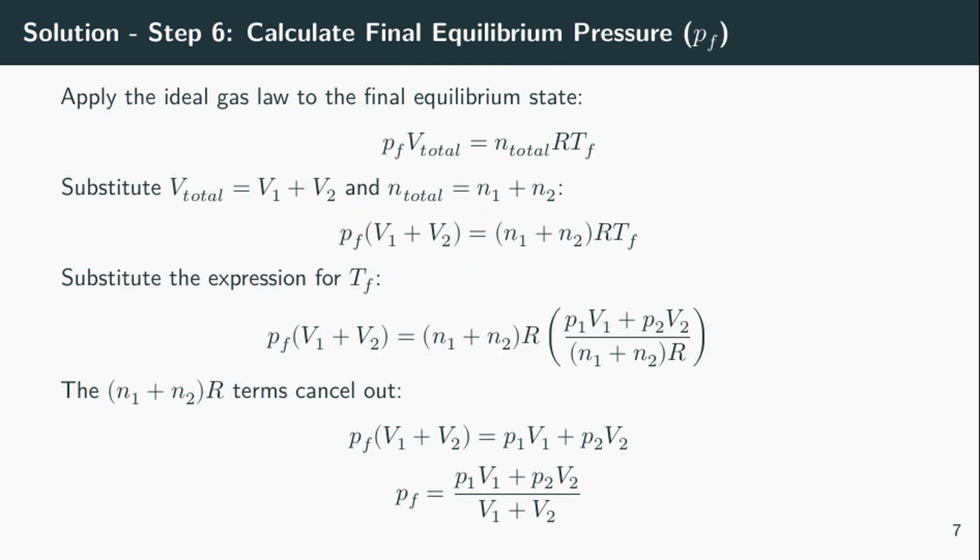The final step is to find the equilibrium pressure. We start by applying the ideal gas law to the final state of the mixture. We substitute in the total volume as V1 plus V2 and the total moles as N1 plus N2. Next, we substitute the expression we just found for the final temperature into this equation. Notice that the term N1 plus N2 times R appears in both the numerator and denominator on the right side. These terms cancel out nicely. This leaves us with a simpler equation. Finally, we divide by the total volume to isolate the final pressure. This gives us the formula for the equilibrium pressure based on the initial pressures and volumes.